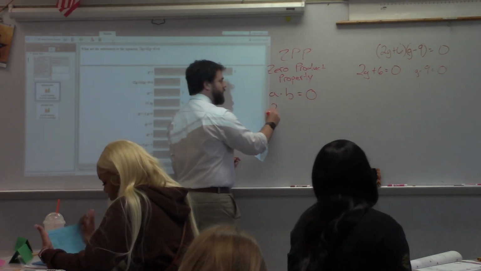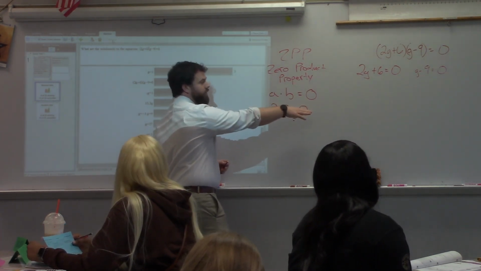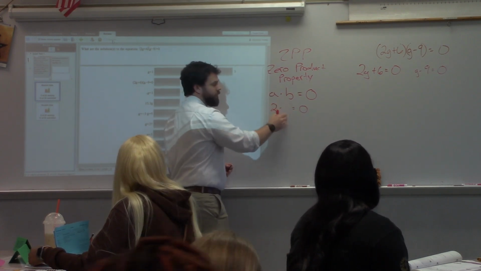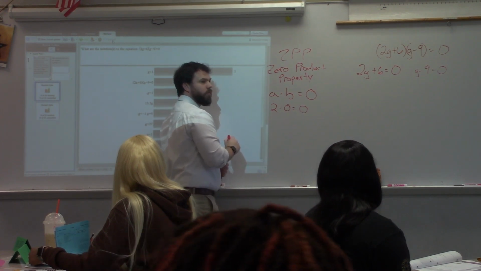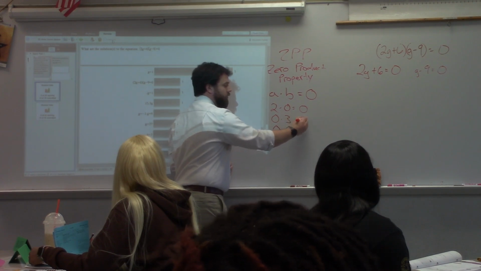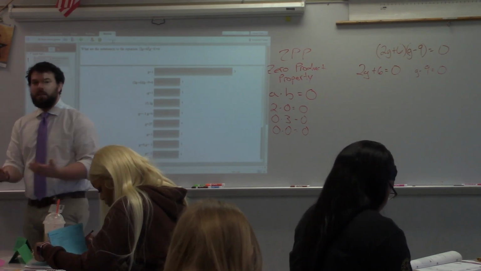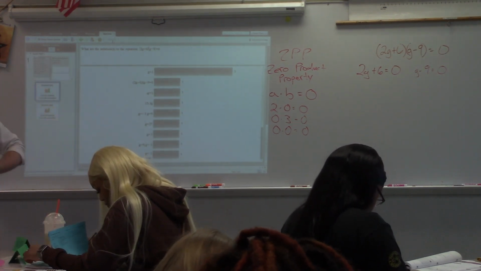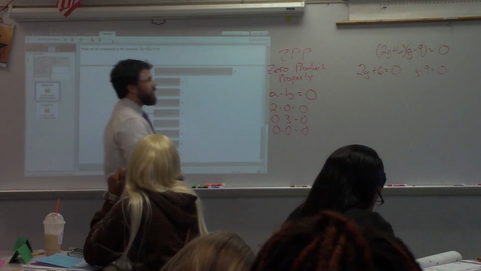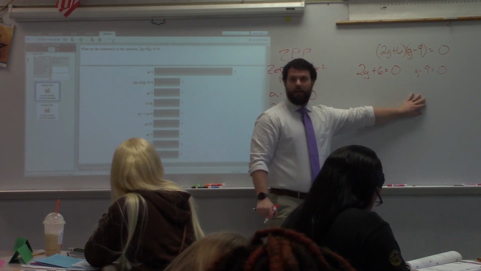I'll point this out. Could 2 times 3 equal 0? No. The only way to get 0 at the end is if I'm multiplying by what? 0. So 2 times 0 would work, or 0 times 3 would work, or even 0 times 0 would work. Guys, the zero product property says if the product is 0, then at least one of those factors has to equal what? 0. You have to set those factors equal to 0. You have to do that.